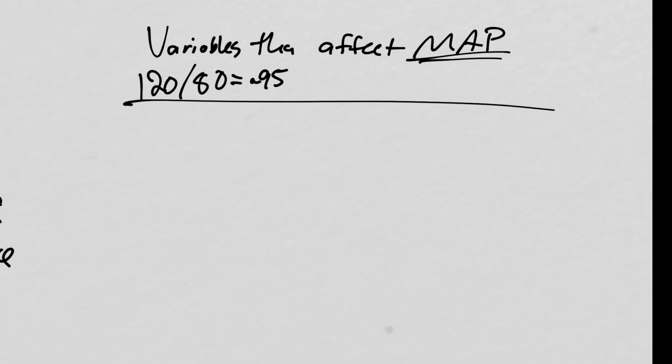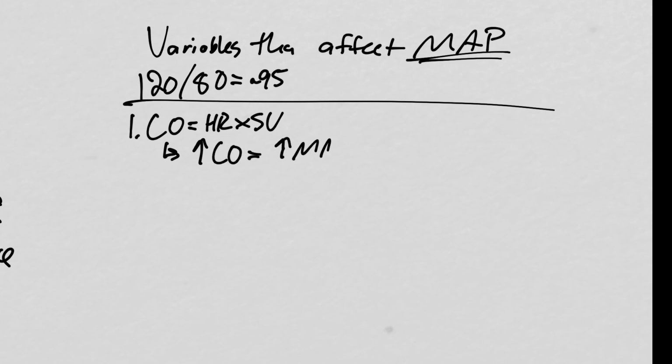Okay, so variables that affect mean arterial pressure. One, cardiac output. And remember, cardiac output is heart rate times stroke volume. So if either your heart rate or your stroke volume change, your cardiac output changes. And the effect is pretty straightforward. An increase in cardiac output means you're going to get an increase in mean arterial pressure because you're pumping more blood out into the aorta. Makes sense. Conversely, of course, if you decrease cardiac output, you'll decrease pressure.